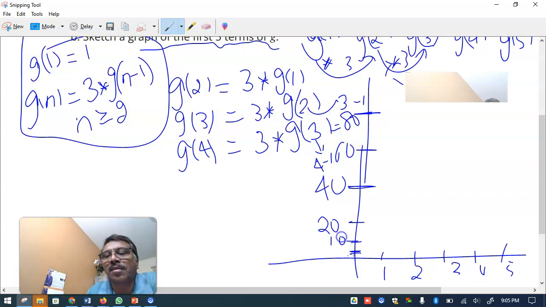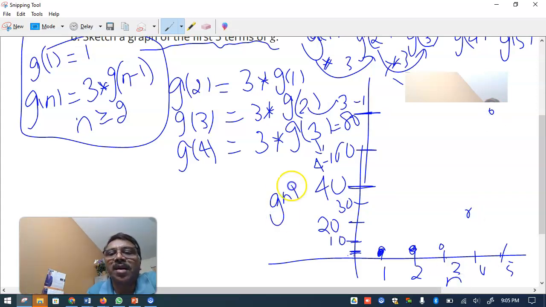So the first one starts with 1, this is 10 here, so somewhere here is 1. Then the second one was 3, somewhere here. Then it was 9, maybe here. Then it was 27, and this is 30, so a little below that. And 5 is 81. So this is how you get the graph. So this is n, and this is g of n, and you're done. So that's how you're supposed to graph it.